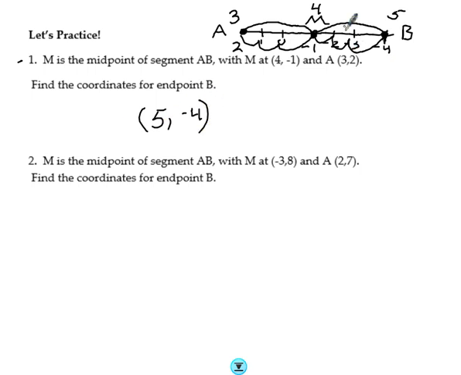So that's one way of doing those problems where you have an endpoint and a midpoint, and you're finding the other endpoint.